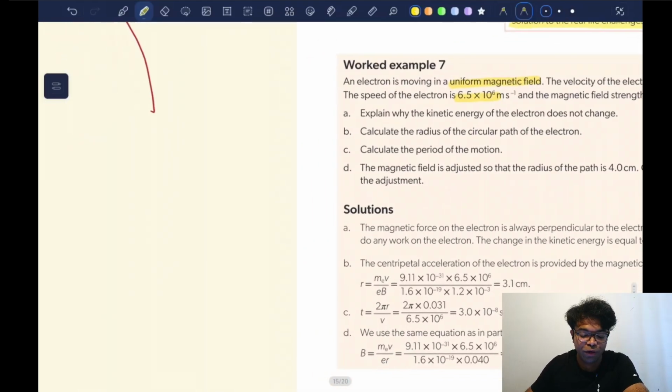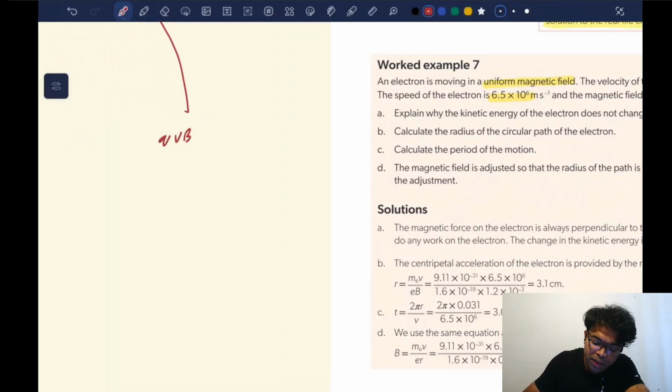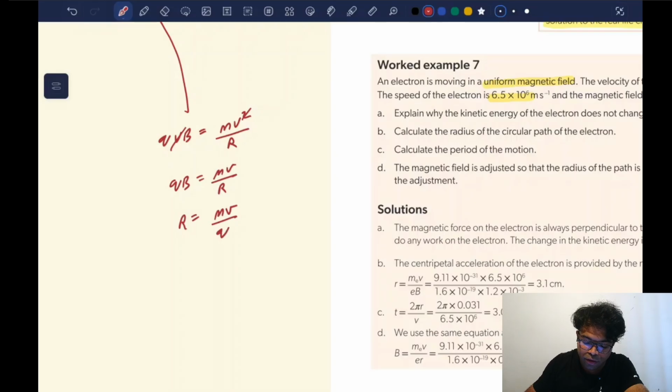So we don't remember the formula. Okay, let's see what happens. We know that QVB is equal to mv squared upon r. Therefore, v and v get cancelled. Therefore, QB is equal to mv upon r, or r is equal to mv upon QB. Right? Since it's an electron, we can say r is equal to mv upon eB, where m is also going to be the mass of the electron.